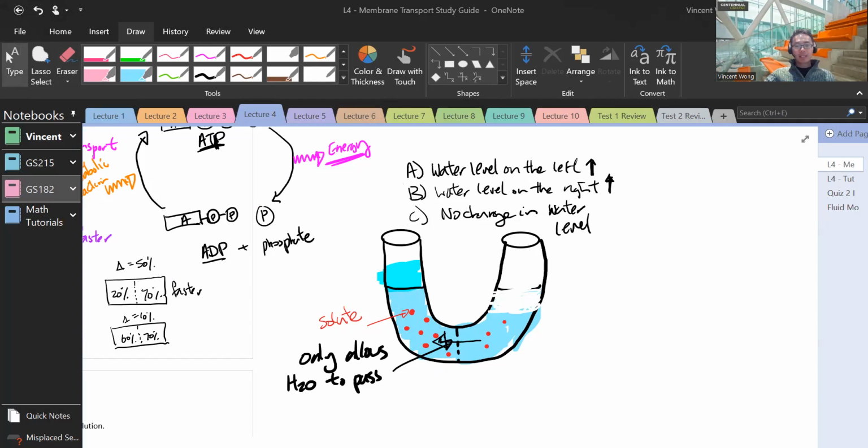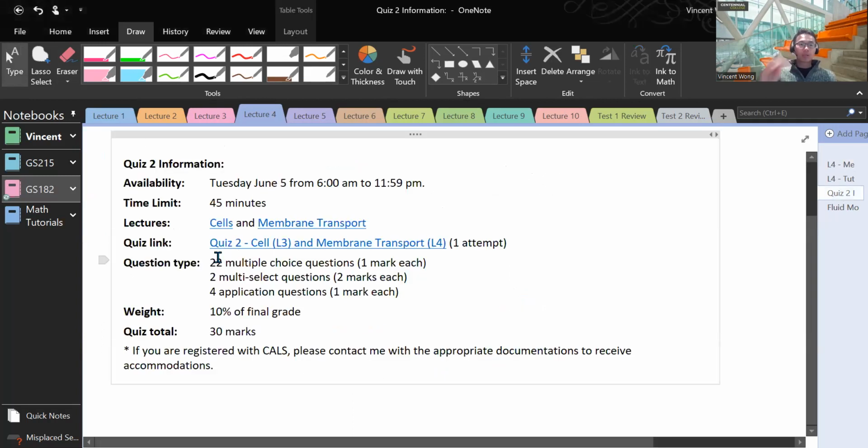All right. So let me take a moment here and talk about the quiz next week. The quiz is going to be on Tuesday, June the 5th. Availability will be from 6 to midnight, essentially, 45 minutes, and it covers lecture 3 and 4, so what we did last week and what we're doing right now. And here is the breakdown of the question types. There are some multiple choice, some multi-select questions with more than one correct answer, and some application questions. The quiz will be worth 10% of your final mark, and it's worth a total of 30.